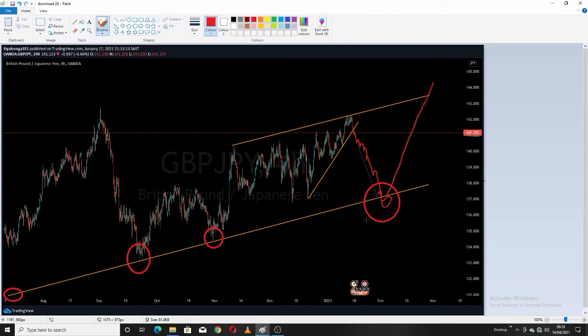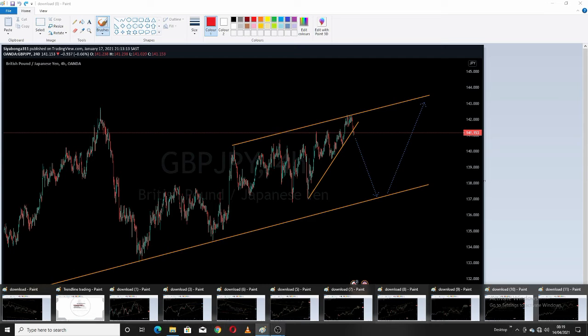That's the tricky part. Most people are not patient, and it doesn't work like that. You need to be patient and be able to wait for setups. So if the market gets to this level, we can then look for buying opportunities, and then if it breaks, we can look for selling opportunities. I hope that makes sense.